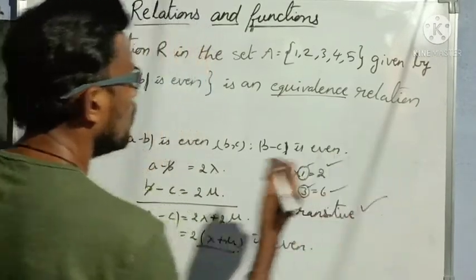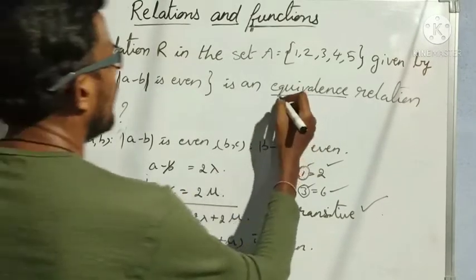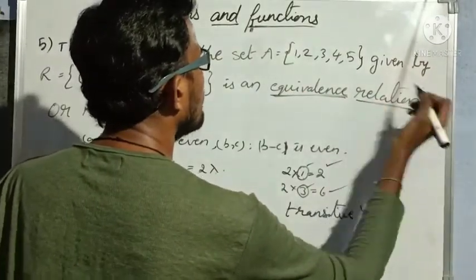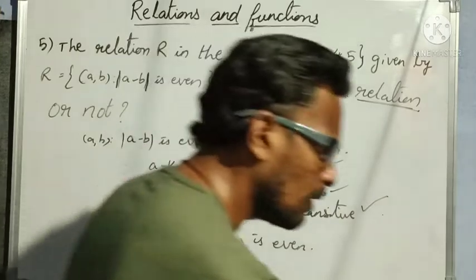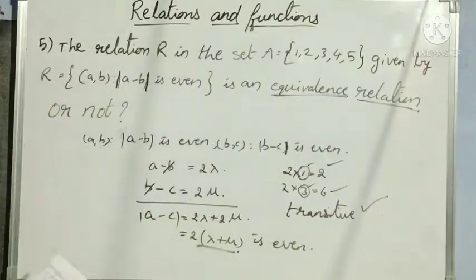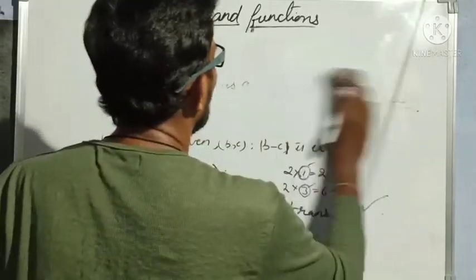Okay. So when a relation is reflexive, symmetric and transitive, then this is an equivalence relation. Understood? This is how we have to solve equivalence relation. Okay. Next, let us see one more problem, and last problem we'll wind up with this problem. Okay. Last, sixth problem.